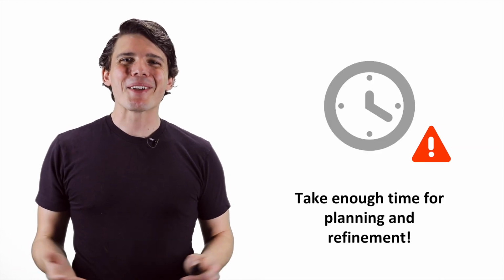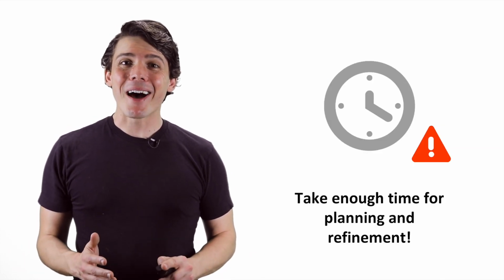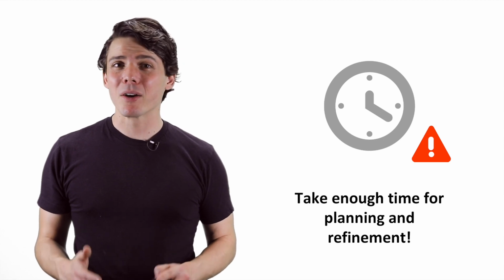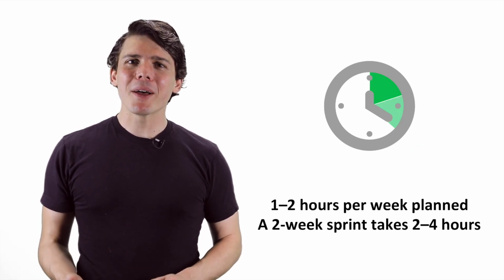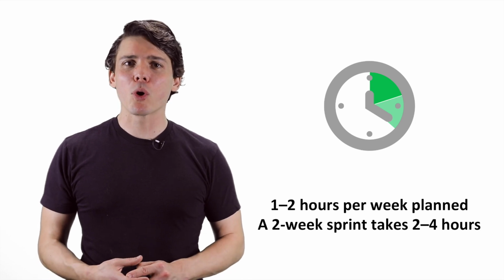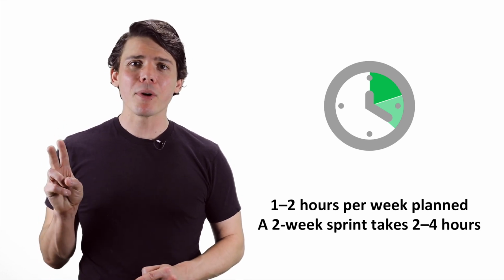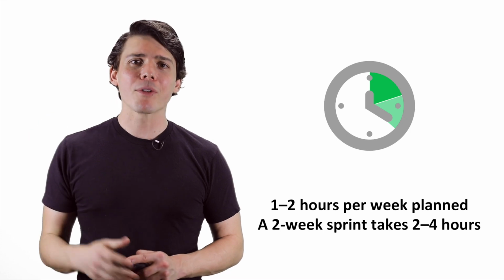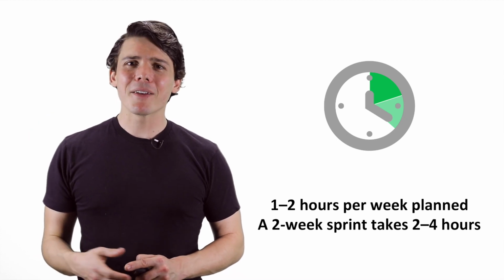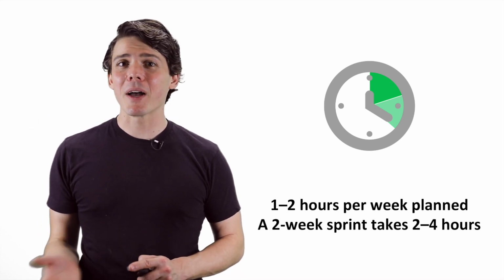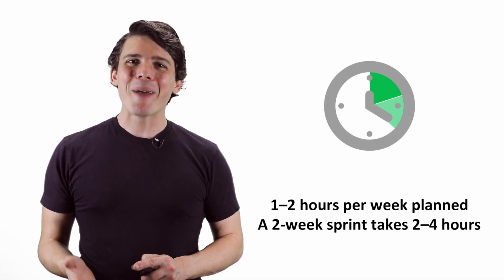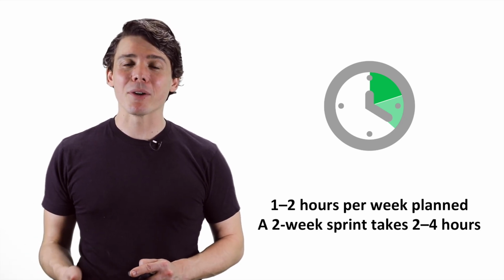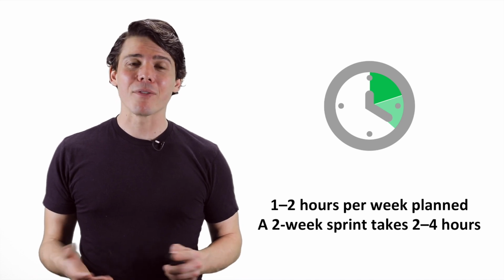One of the biggest mistakes I've seen teams make is not allowing enough time for sprint planning or not doing enough backlog refinement in advance. Sprint planning should take 1 to 2 hours per week planned, so a 2-week sprint should take 2 to 4 hours to plan. If you're finding that it's difficult to complete sprint planning in this time box, including determining how the team will do the work, you may need to do more backlog refinement or evaluate how this event is facilitated.